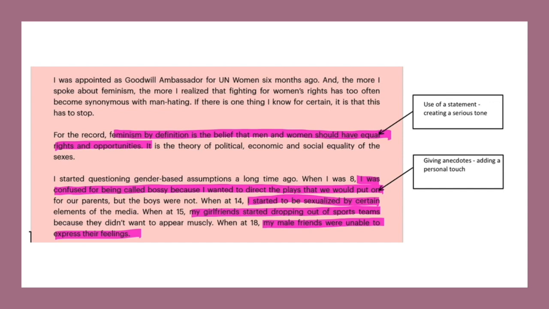So whenever you're annotating a piece, this is what you would do. You would highlight a technique and you would note down what the technique is, but don't just stop there. Also explain the effect the technique creates.